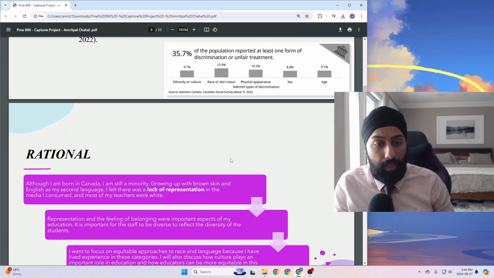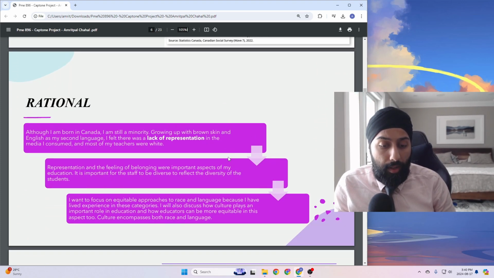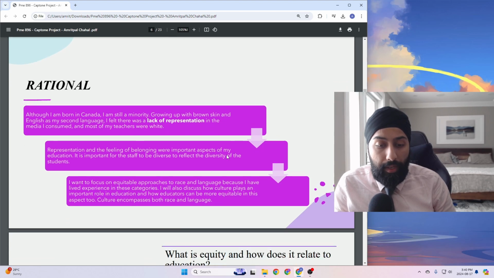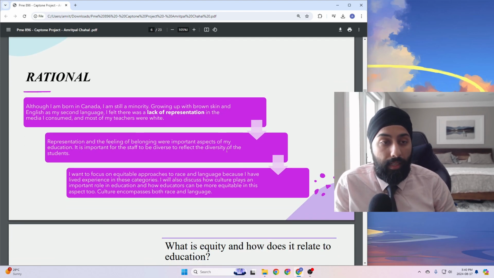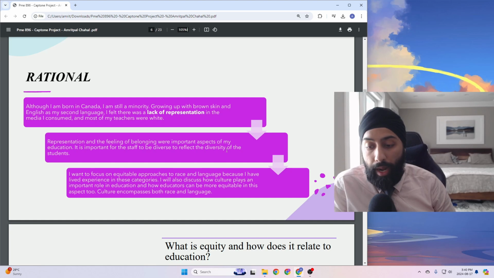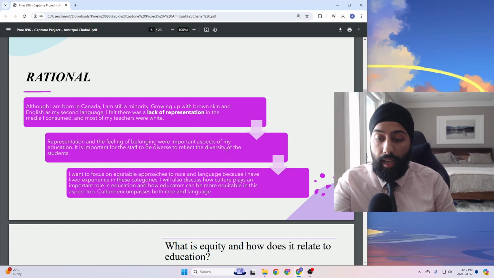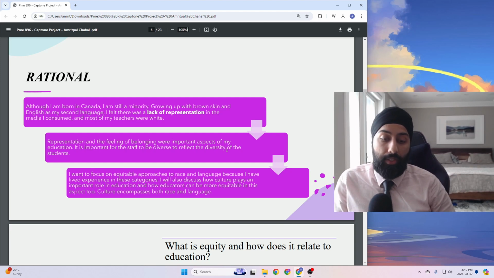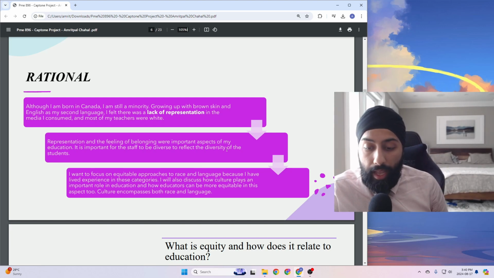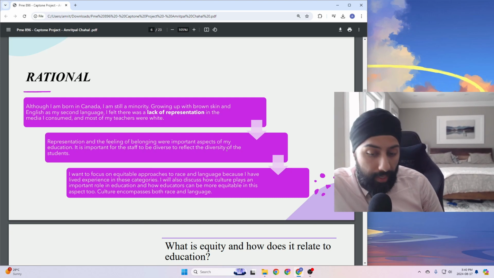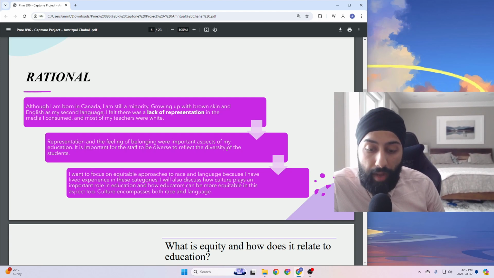Okay, and my rationale for this project. Although I am Canadian born, I am still a minority. Growing up with brown skin and English as my second language, I felt there was a lack of representation in the media I consumed, and most of my teachers were white. However, there were a handful of educators that were not white, and those are the educators I remember the most. As I reflect on this fact, I realize representation and feeling of belonging were important aspects of my education.